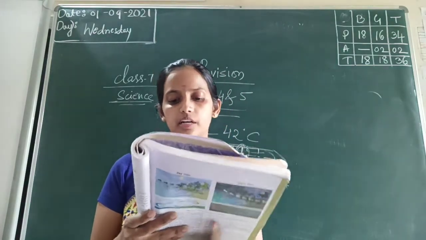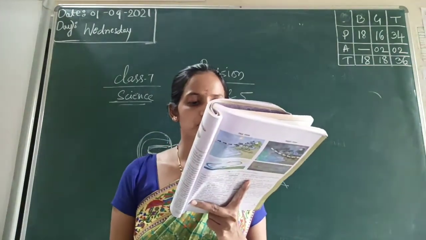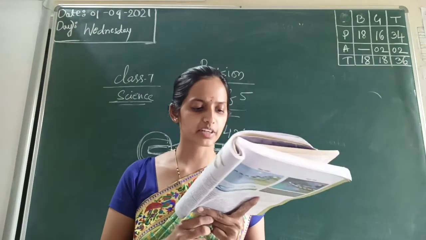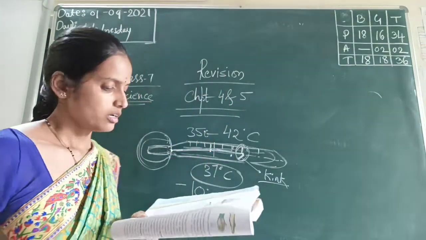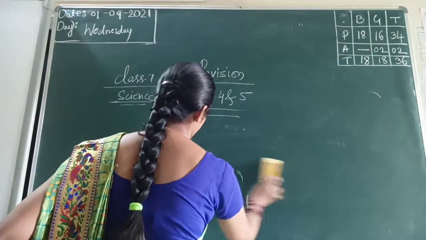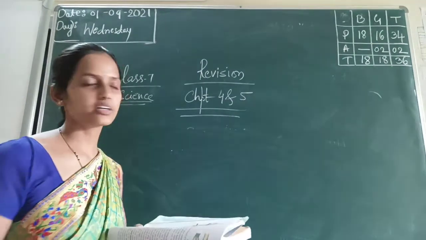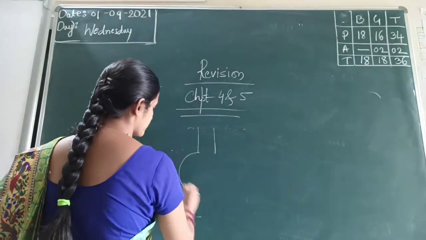This mode of heat transfer is called convection. So one more part, that is convection. Another way of transferring heat is convection. What happens? In water, how does the heat transfer?